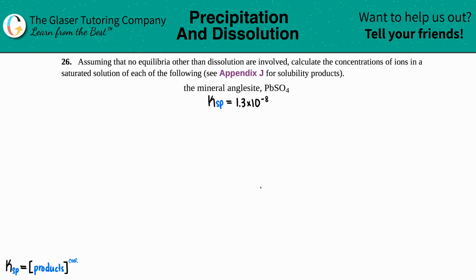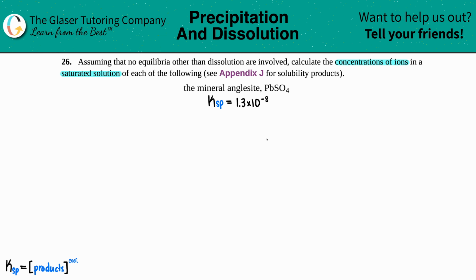26. Assuming that no equilibria other than dissolution are involved, calculate the concentrations of the ions in a saturated solution of each of the following. See Appendix J for solubility products. So in this case, we have to find the concentrations of the ions in the mineral anglesite, which is PbSO4. I went to Appendix J to find that the Ksp, the solubility product, is 1.3 times 10 to the negative 8th for PbSO4.